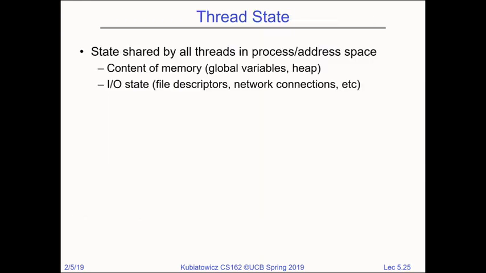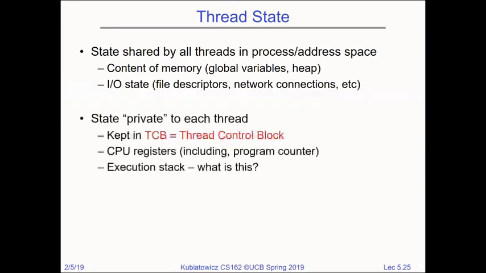So what is the thread state? This is the state shared by all threads in the process address space. The content of memory, global variables in the heap, is shared by all threads. The I/O state, all the file descriptors, network connections, etc., are also all shared. So those are process-wide resources. Okay? Private to each thread, in the thread control block, are things like CPU registers, execution stack, etc.